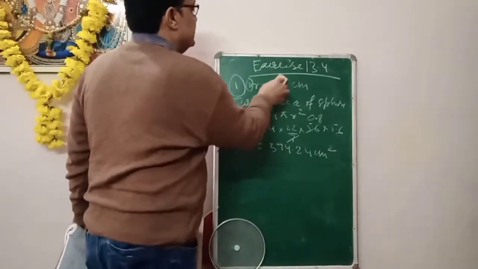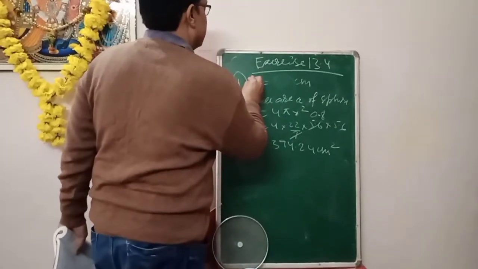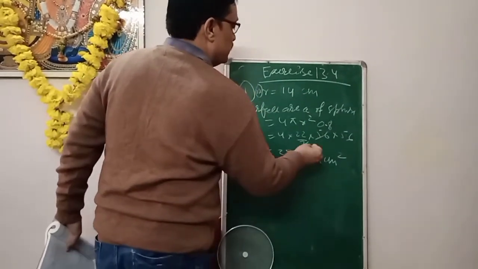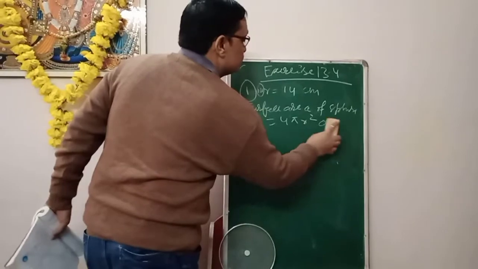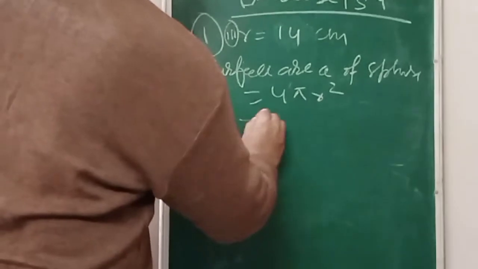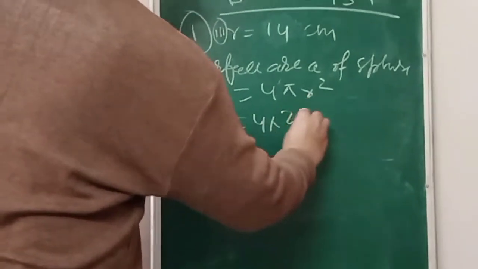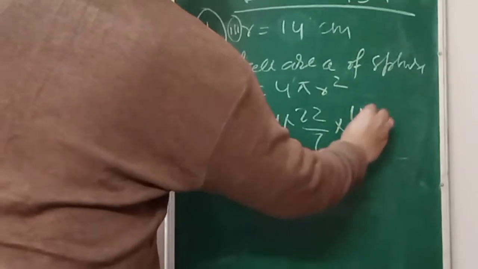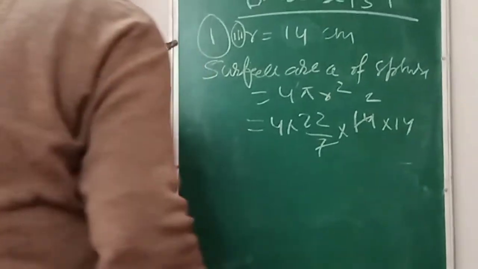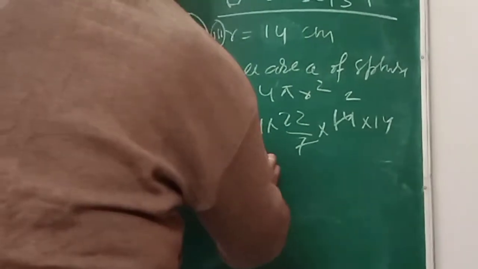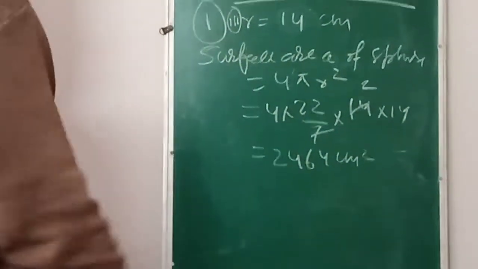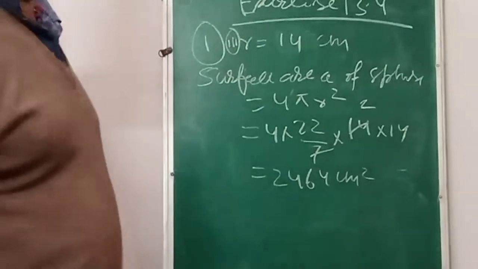Now again in third part, the radius is 14 centimeter. So here the formula is same, surface area of a sphere 4 pi r square. Now the radius has changed, so we have put the value of changed radius, and this is 2 times, and upon solving we will get 2464 centimeter square. So this was the first question.